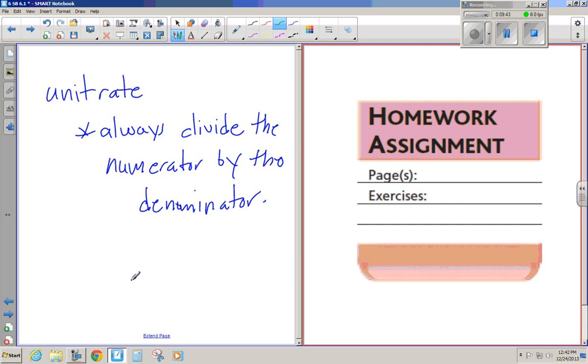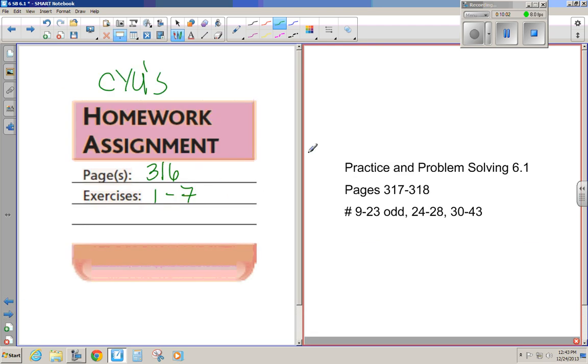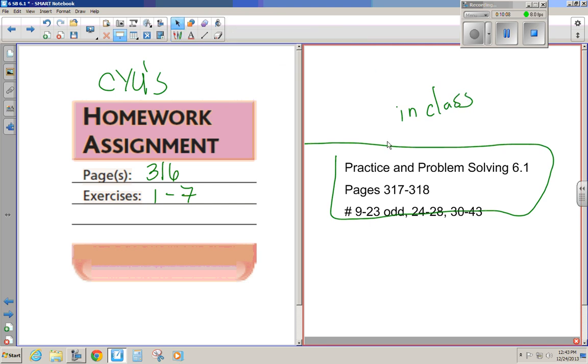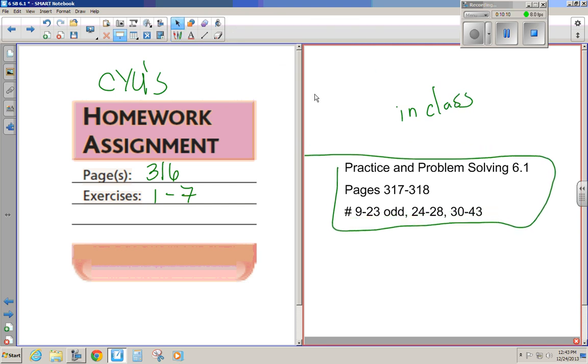All right, so for 6.1, make sure your homework is to continue on and do the CYUs, which are on page 316, and you need to do problems 1 through 7. And if you have trouble, go back and re-watch the video, watch parts of it to help you with those problems. And then this is what we will do. We will do those problems in class. Good luck.